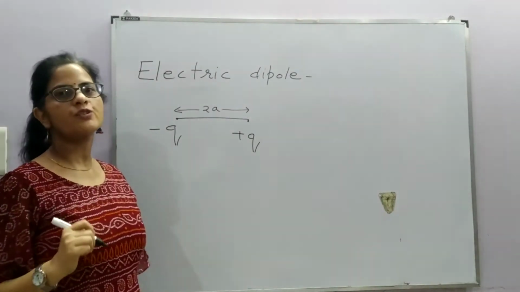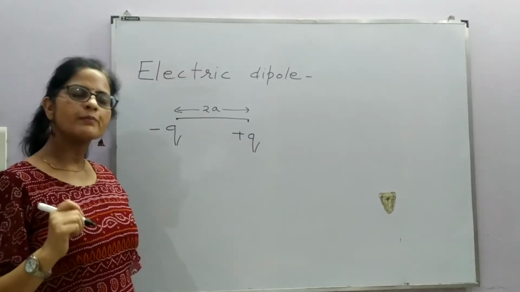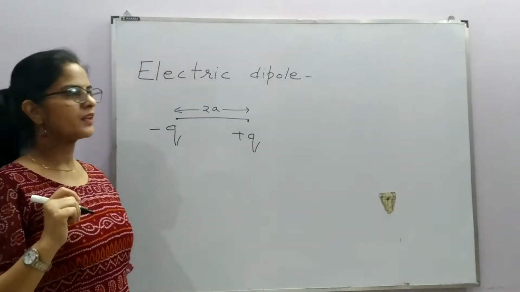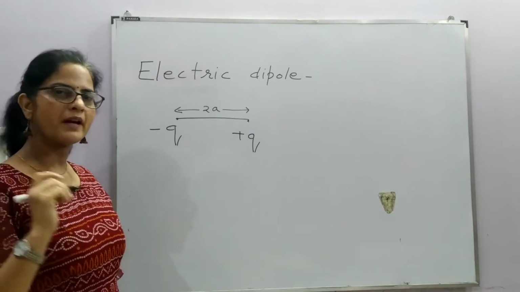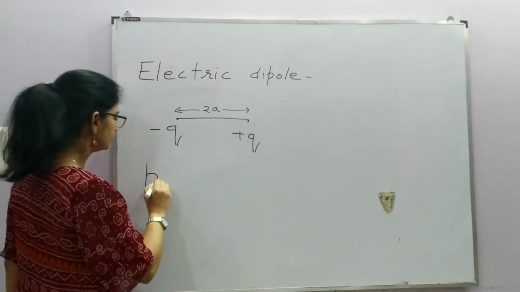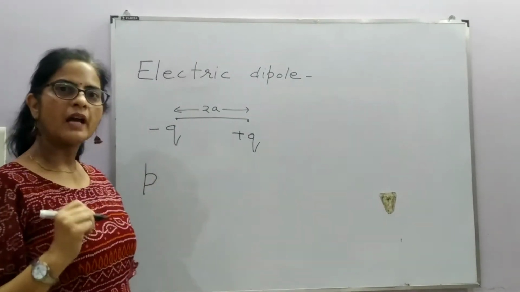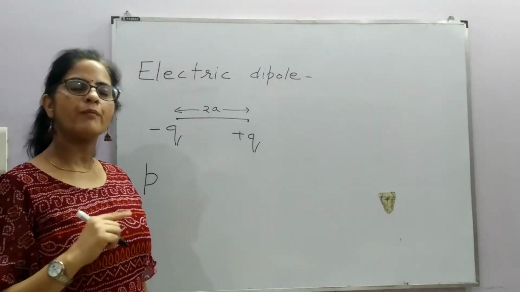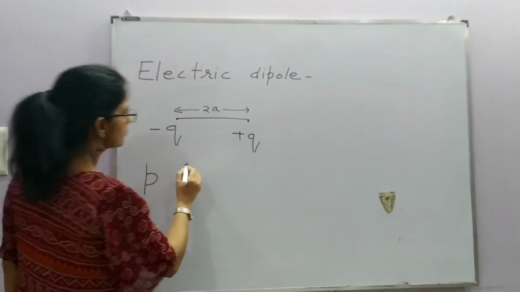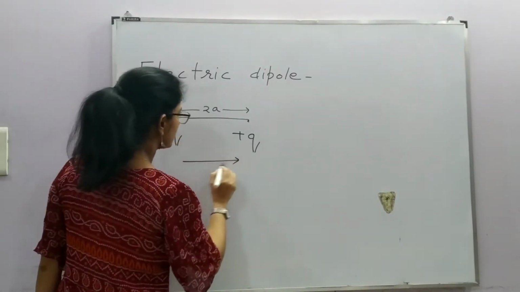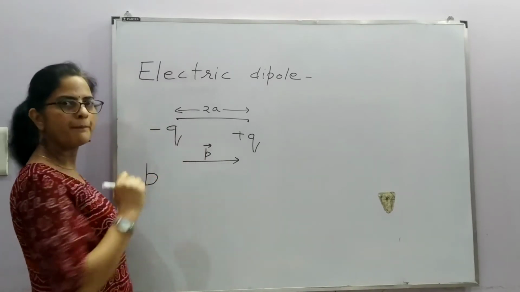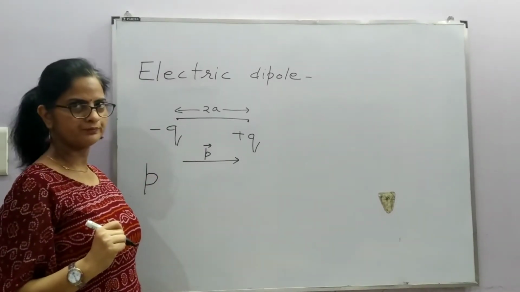The effectiveness of an electric dipole is measured by a physical quantity called dipole moment. Dipole moment is represented by a letter P. Dipole moment is a vector quantity whose direction is defined from minus q to plus q. So if P is a vector quantity, the direction of P vector is minus q to plus q.